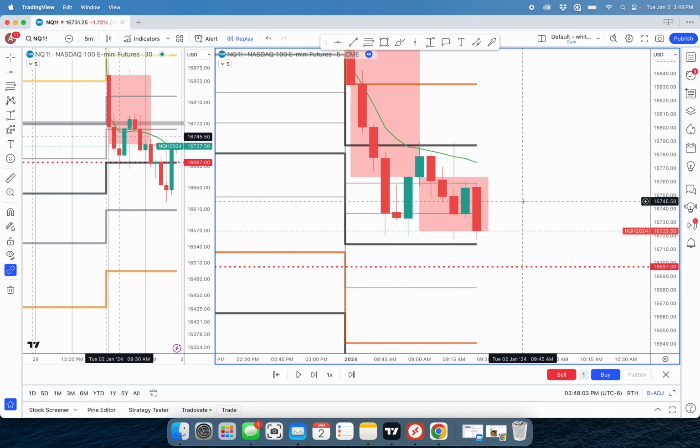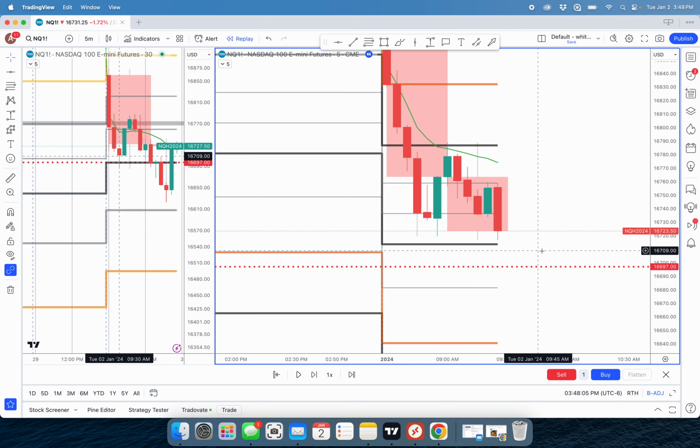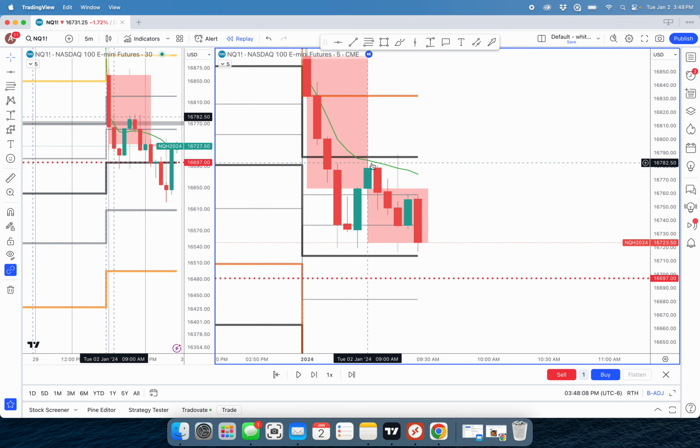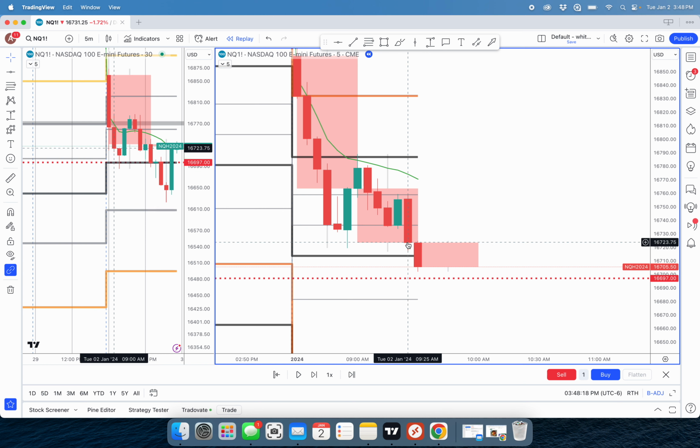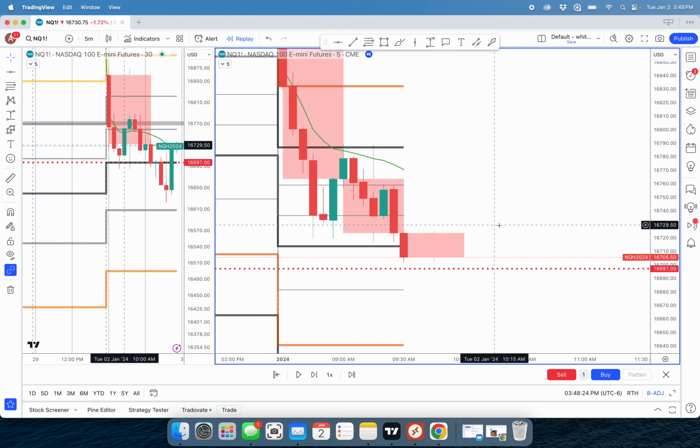So there you go. You had another move, 60, 70 point move. Let's look again. All right, now you see that we broke, and now we're down at a pivot. And what time is it? We have to look at the time. So we are now in a new TPO. It's 9:30. So you need to be very careful.